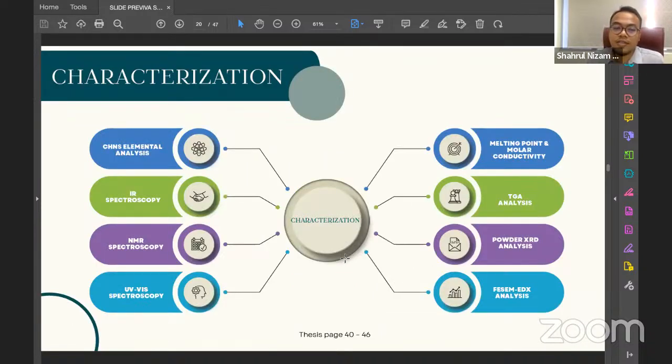Setakat ini okay ke? Ada soalan? There are some parts of the characterization that I will not skip, but I will explain you just a bit because we will be focusing more on the biological activities later.